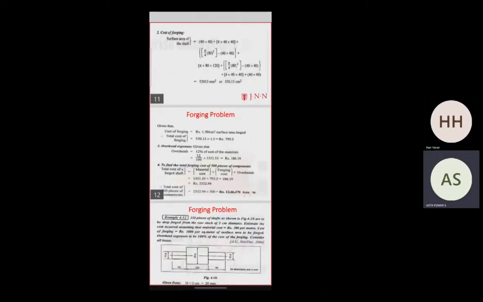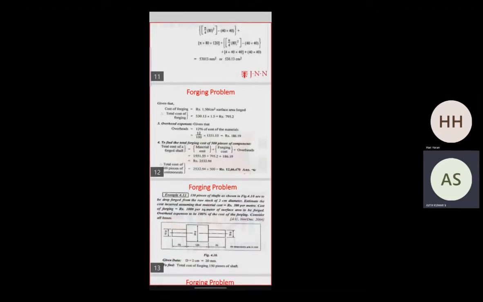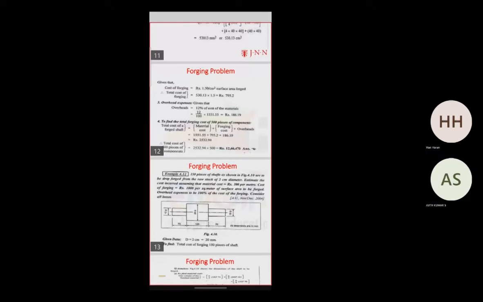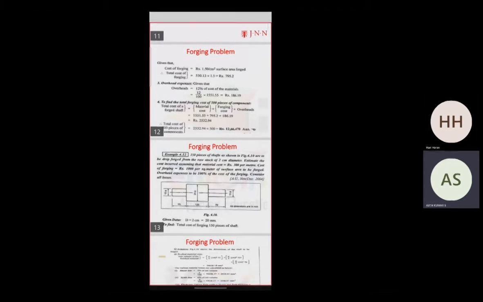And next, we are going to see the next problem. The next problem is about 150 pieces of shaft. In the first problem, we have seen 500 pieces, and next we are going to see 150 pieces of shaft. It is having a diameter of 20. Estimate the cost that is required.